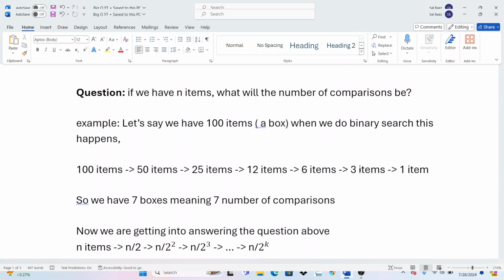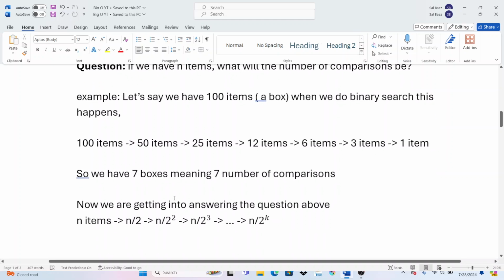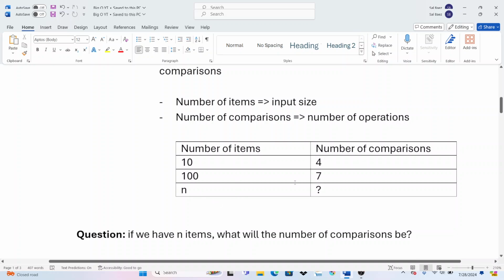That's why you see this is a 1, not a 1.5. And so, if you count the number of boxes here, we're gonna have what, 7? 1, 2, 3, 4, 5, 6, 7. So we have 7 boxes, meaning we have 7 comparisons. So now, that's how I got the answer before in the table. Right here, you see 100 items, we have 7 comparisons.